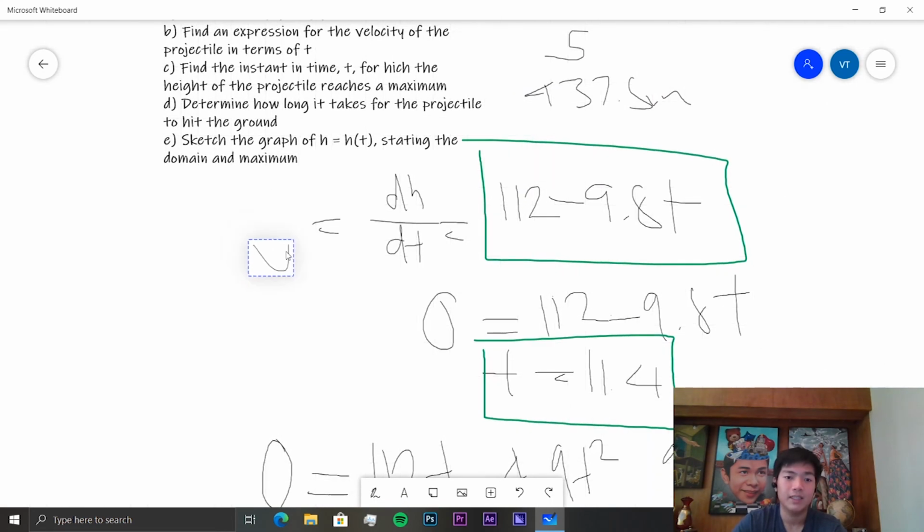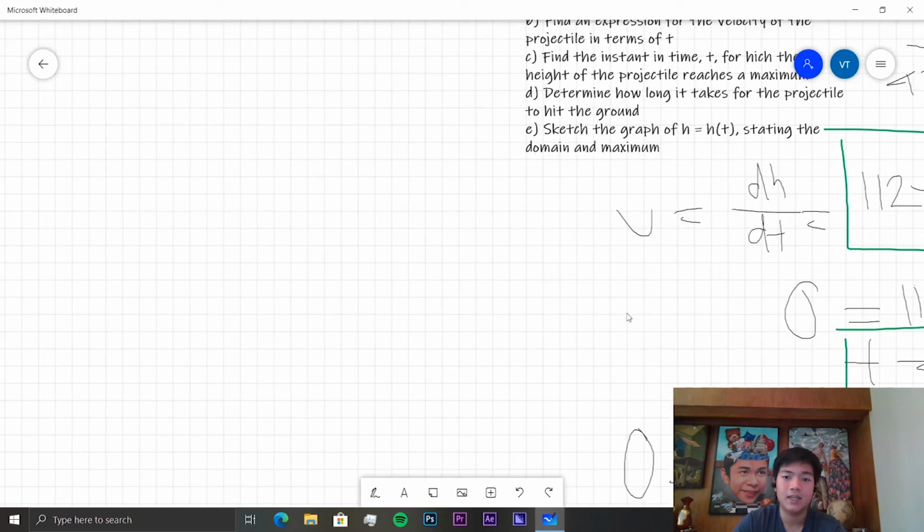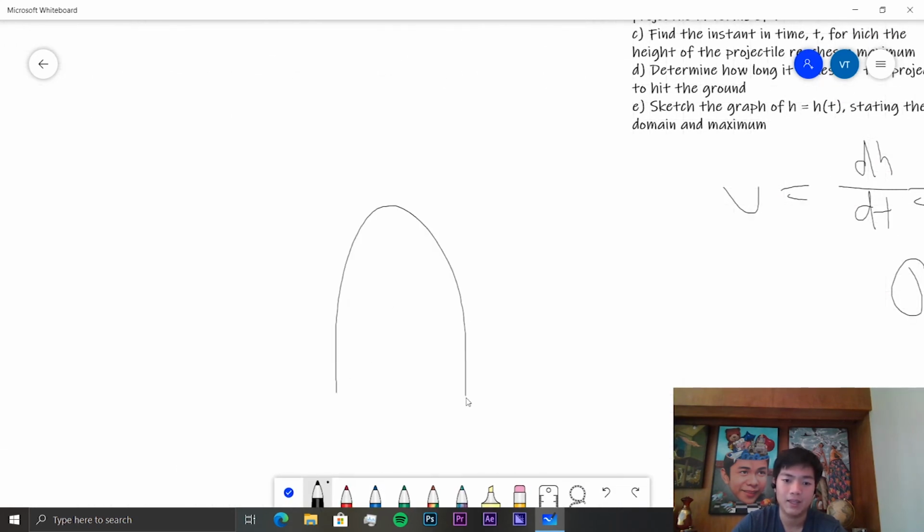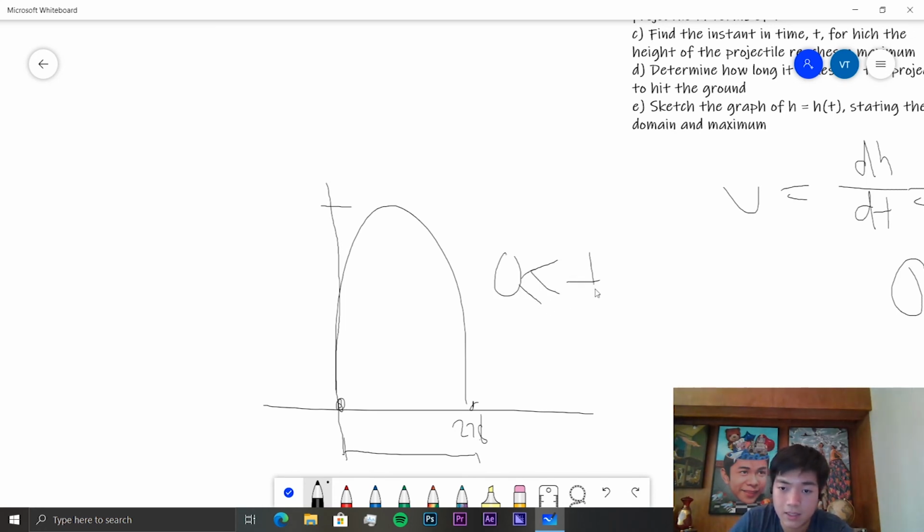Okay, finally, sketch the graph of h equals h(t), stating the domain and the maximum. The graph should look like that. This is 0. This is time equals 0. This is time equals 22.8. This is the maximum height. And it's valid for within this domain. So it's only valid for t such that 0 is less than or equal to t is less than or equal to 22.8.